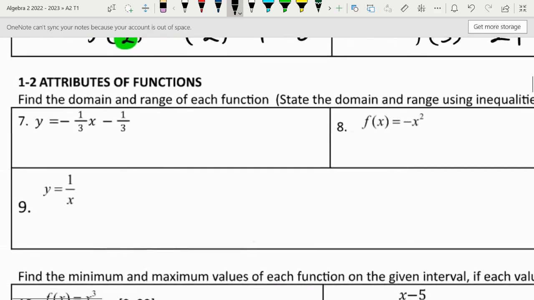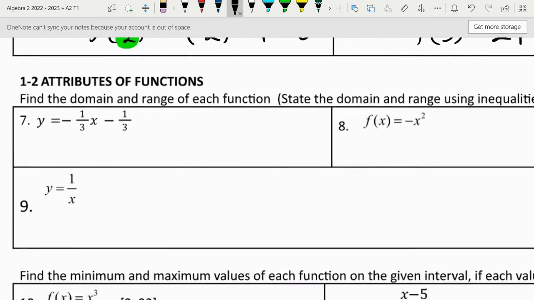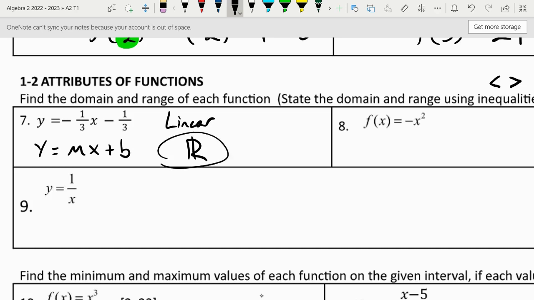Number 7, for this one, they want us to find the domain and range using inequality notation. So we're going to be using these symbols, less than and greater than. The first one you should recognize from Algebra 1 is a linear function. If you have a function in this form of any type, this means that it's linear. And this means that the domain and range is going to be all real numbers for both the domain and the range. The reason for this is because it's a line. It's going to continue off infinitely in both directions.